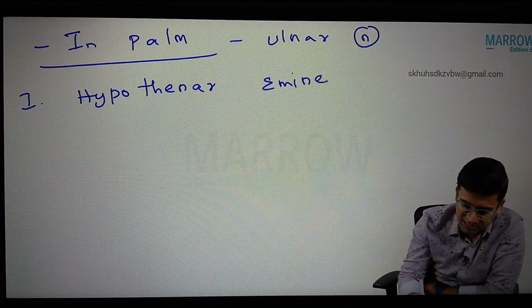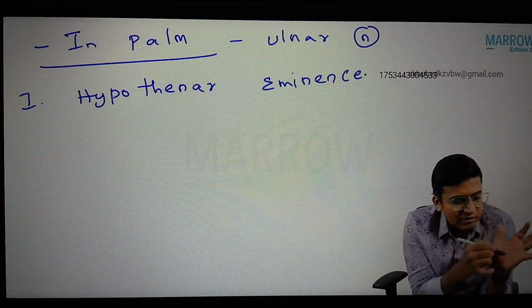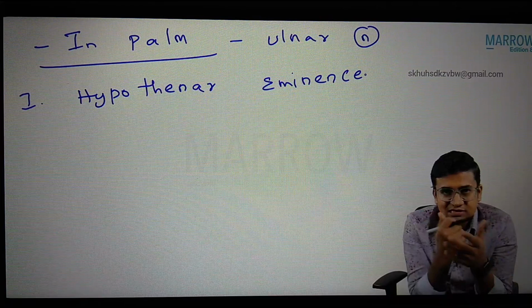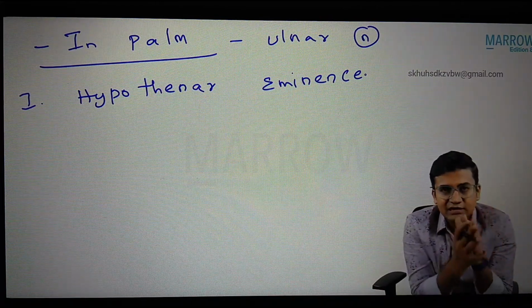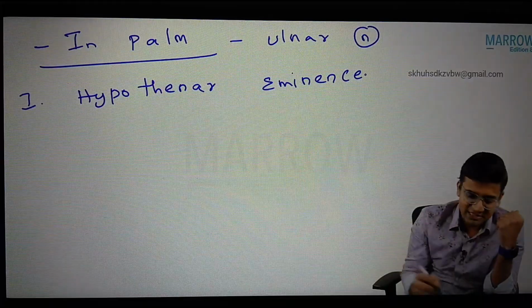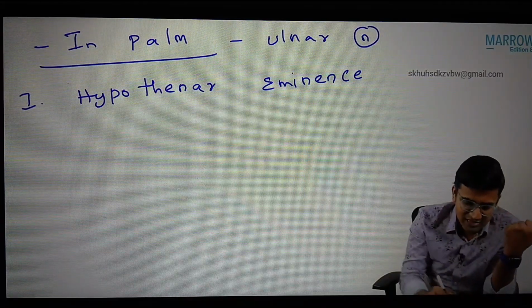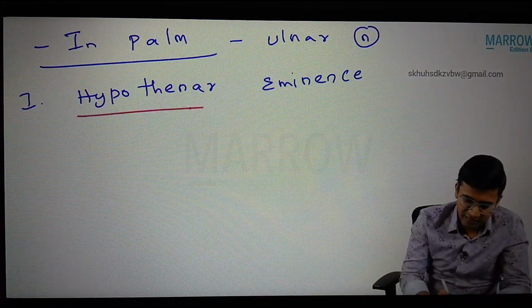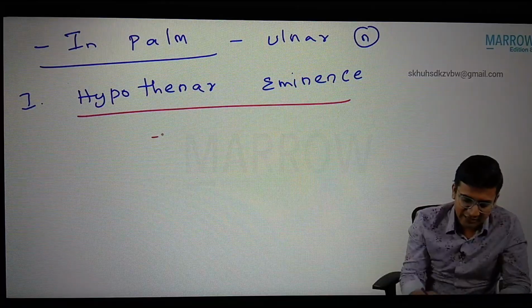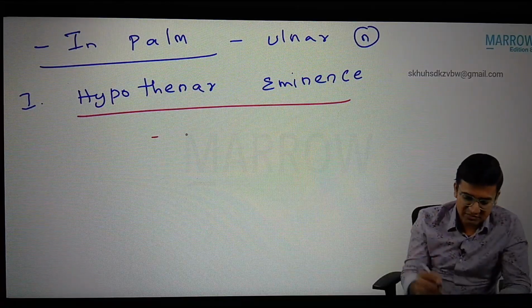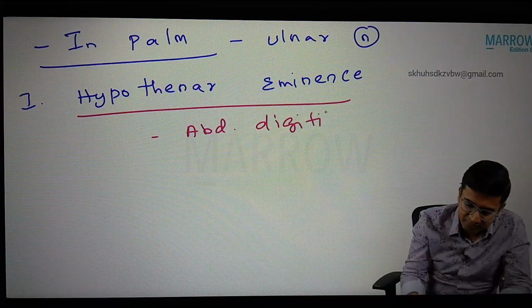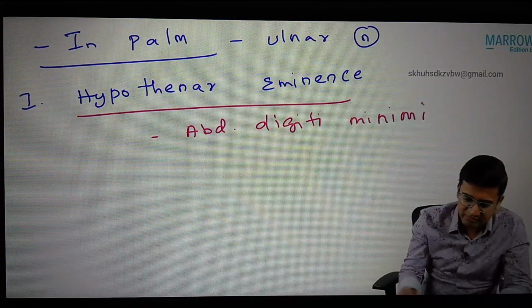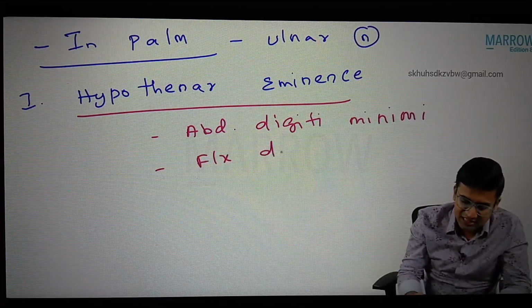Hypothenar eminence. The thenar eminence, the eminence over the thumb, has muscles supplied by the median nerve. Similarly, we have one small eminence over the little finger on the medial side, that is called the hypothenar eminence. Now, for the hypothenar eminence, we write the muscle names here, and we will see the muscles in the diagram later. So, hypothenar eminence, three muscles. Number one, abductor digiti minimi. Flexor digiti minimi.